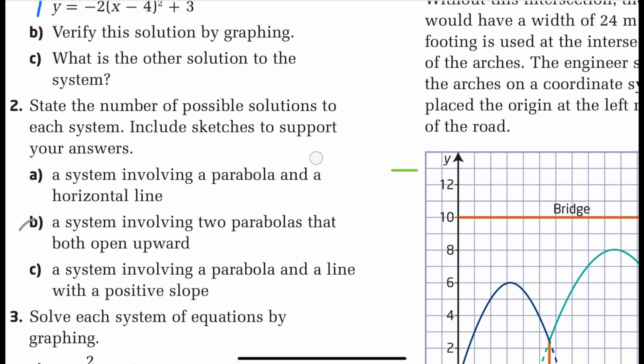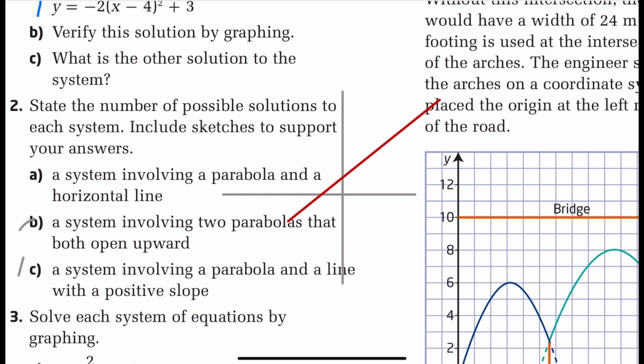Now let's see question C. A system involving a parabola and a line with a positive slope. If you have a line with a positive slope, for example, this is my line. We are talking about C. A line with a positive slope means my line goes like this. This is my line. I have a positive slope and a parabola.